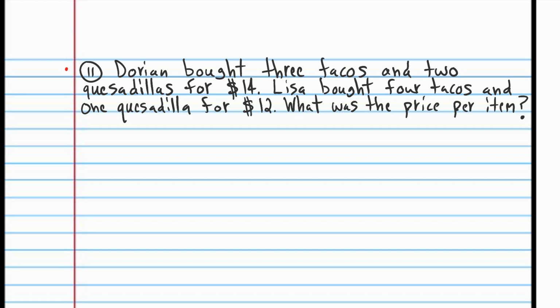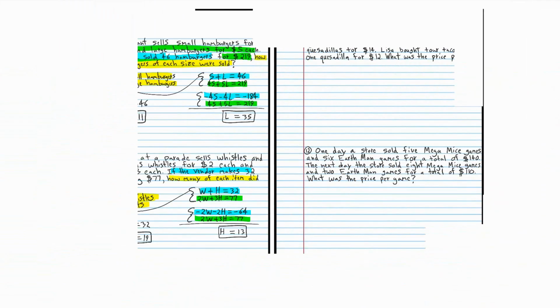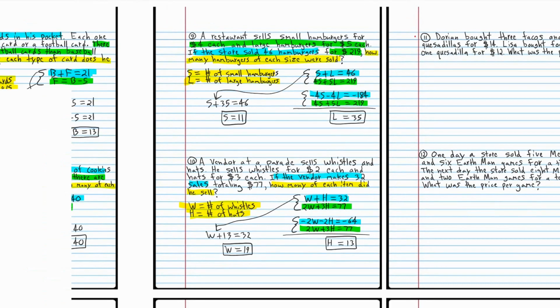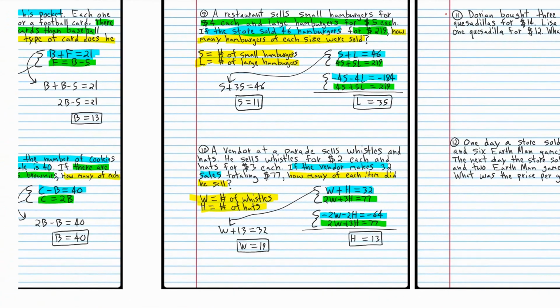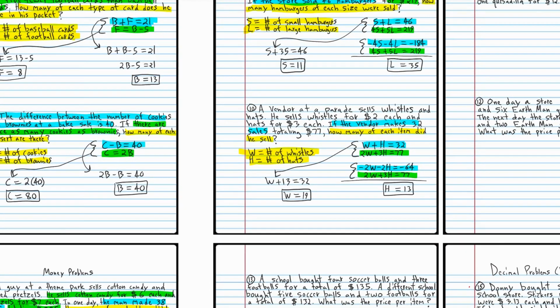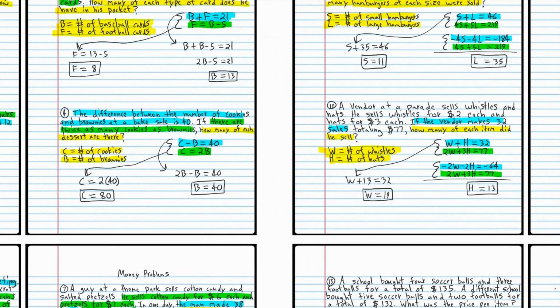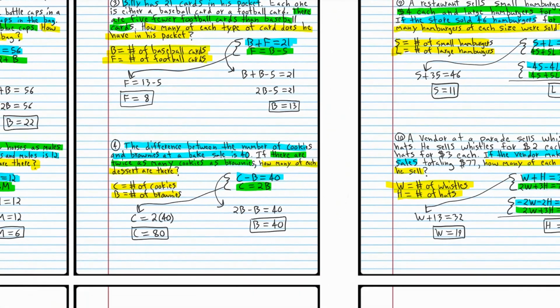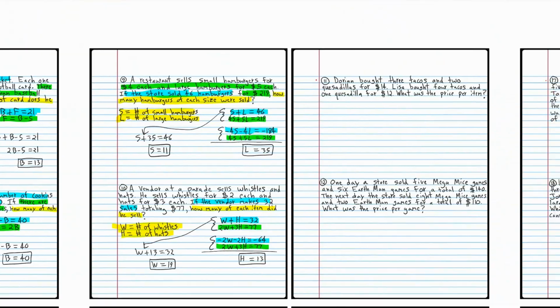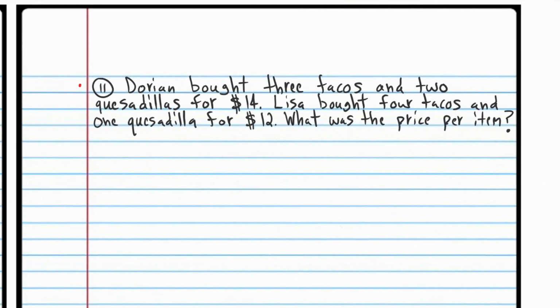Now these next problems are going to be different because what they're asking for is the price per item. In all the previous problems that we did, they're asking for the number of something. For example, the number of small hamburgers and large hamburgers, the number of whistles and the number of hats, the number of baseball cards, the number of football cards, the number of cookies, the number of brownies, and so forth. But this problem is not asking for that.